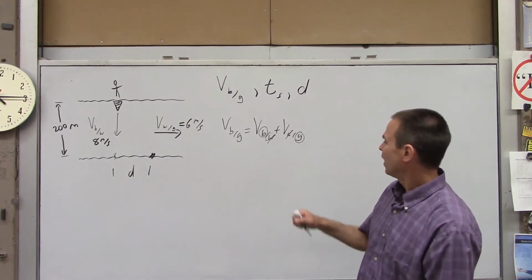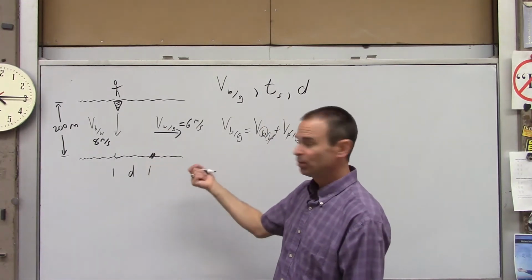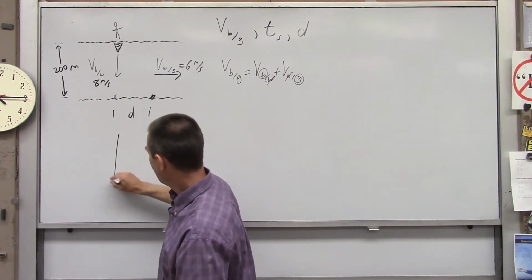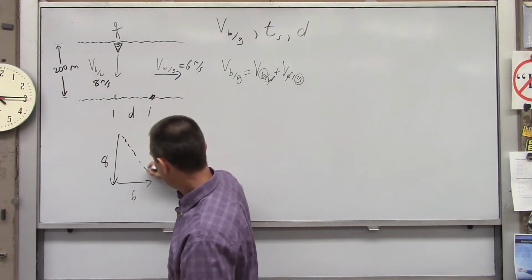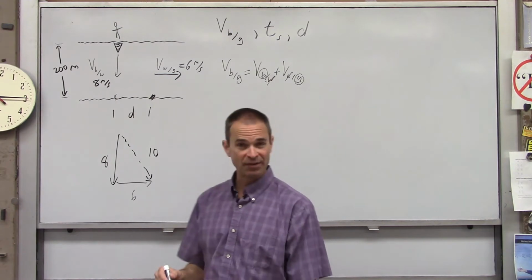All right, so these are vectors. You can't just add 6 plus 8. You have to do the vector triangle. So I'll do that down here. We'll do the 8 first, and then we'll do the 6. If you were to use the Pythagorean theorem on those, you get 10. It's a 3, 4, 5 triangle.